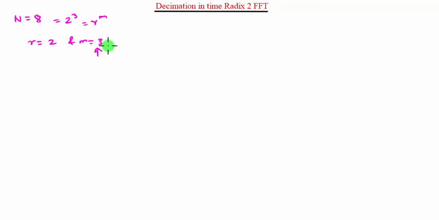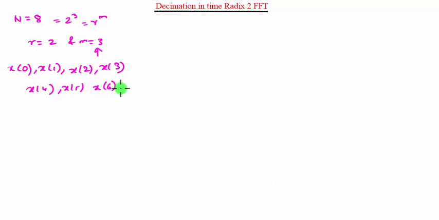The given 8-point sequence is decimated to 2-point sequences. From the results of the 2-point DFT, the 4-point DFT can be computed. And similarly, from the results of the 4-point DFT, the 8-point DFT can be computed. Let the sequence be x of 0, x of 1, x of 2, x of 3, x of 4, x of 5, x of 6 and x of 7.